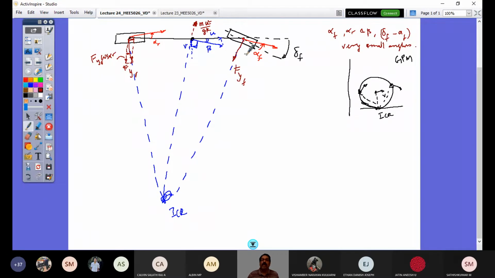If that is so, you would get it like this. Now here you see the component perpendicular to this frame is this, and the other one would be in this direction. So this angle here is delta F minus alpha F, which is again a small angle. So this force component is Fy F cos(delta F minus alpha F).